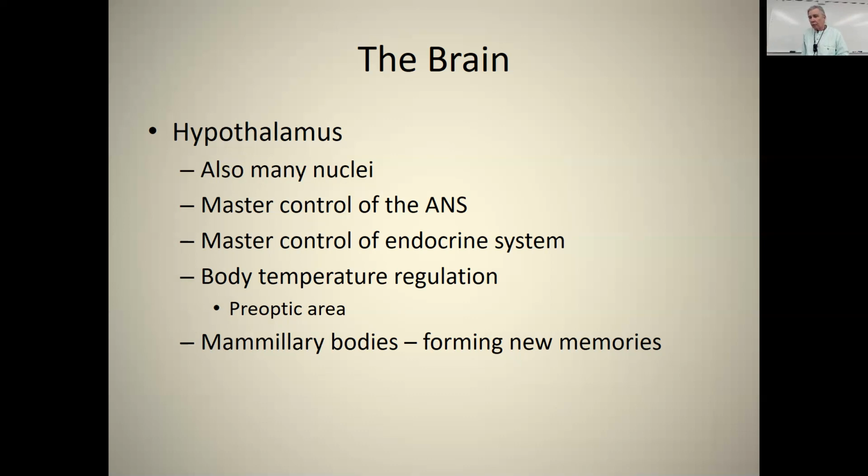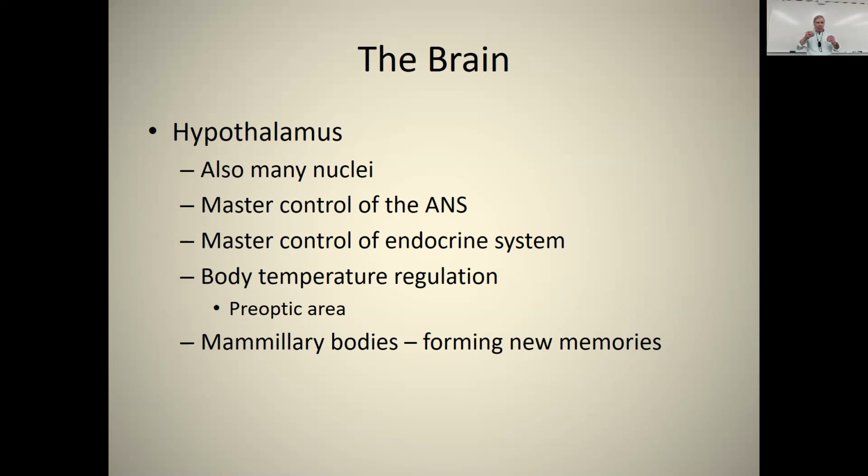Body temperature regulation: an area called the preoptic area is the thermostat for your body. There are thermoreceptors there that determine your brain temperature, and they get information from temperature receptors all over your body as to what your body temperature is. And they can send out information along effectors to either lower your body temperature if it's too high or raise it if it's too low.